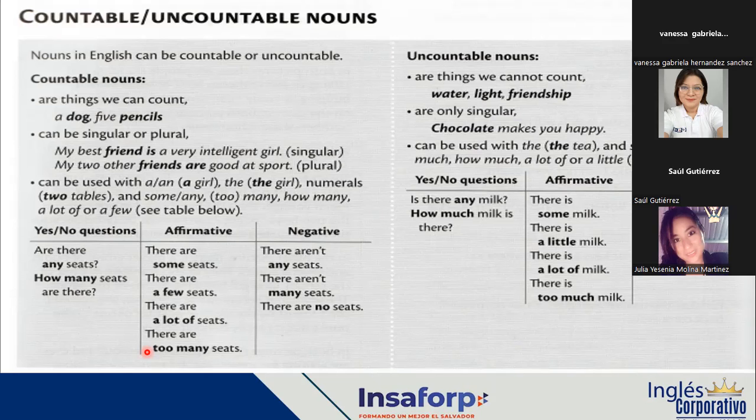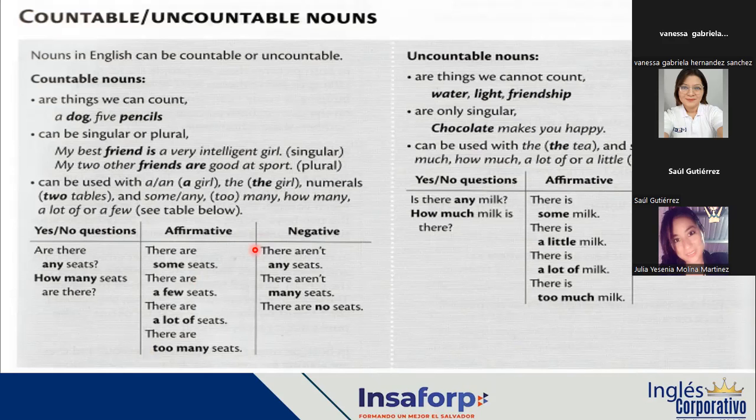Okay, Saul, help me with the negative, please. Negative. No, there aren't any seats. There aren't any seats. Okay. There aren't any seats. What do we understand by that? No hay ningún asiento.